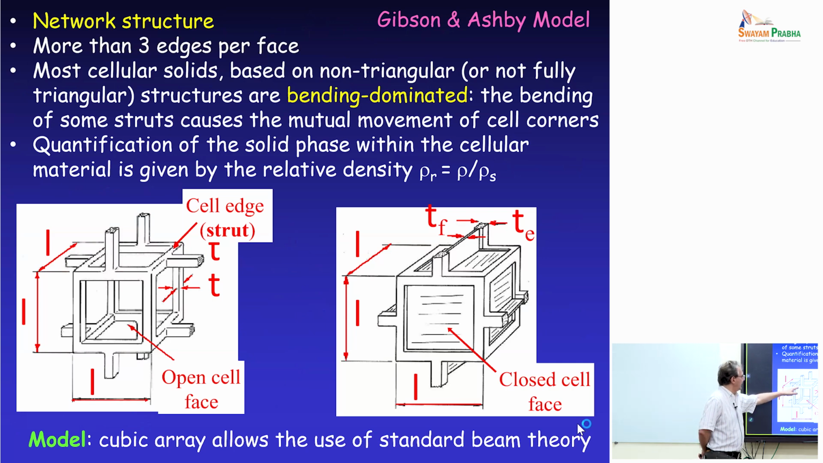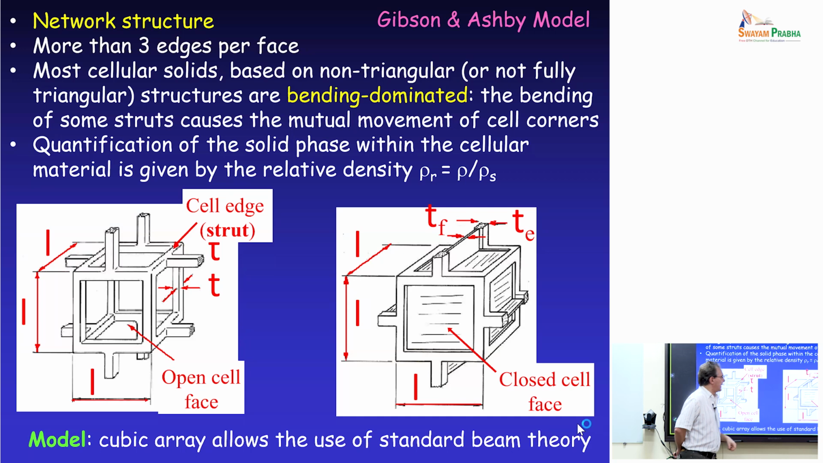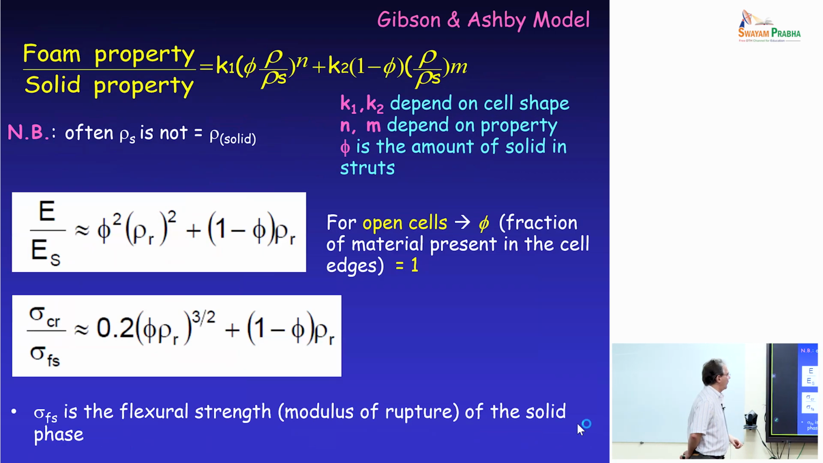And you can see that this is a bending dominated structure. So when load is applied, the strut breaks by bending. And this is the same structure with a closed cell. And by determining how much material you have in the cell edges, you can also take into account the presence of cell windows in the material. So if you have all the material in the cell edges, you have an open cell.